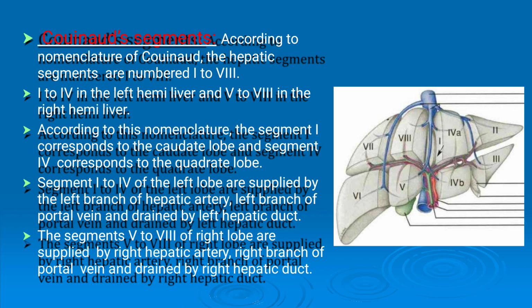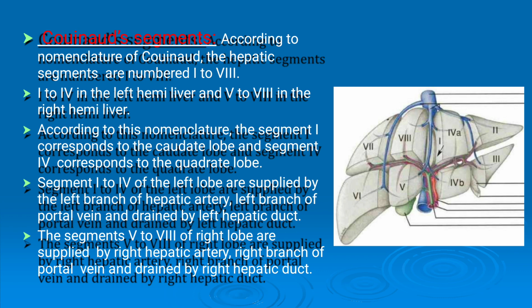We will see this in this diagram. This diagram is very clear for Couinaud's segments. Now we can see in this view. We will try to see what is inside the quadrate lobe and caudate lobe. Under the visceral surface, we can see the first segment, and the second segment in this diagram. Third, fourth, 1 and 4b. For 1 and 4b we will discuss later.